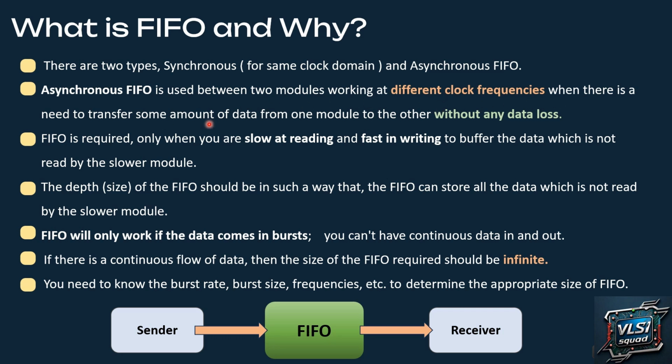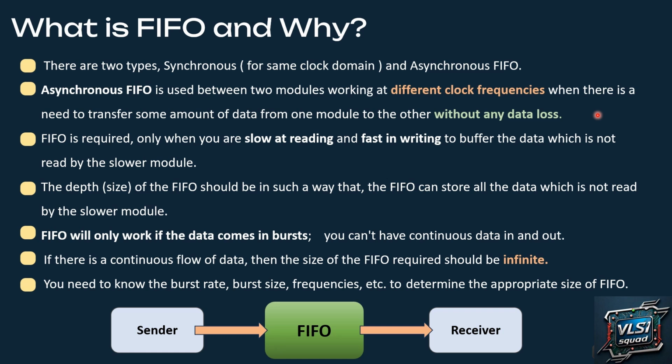When there is a need to send data from one domain to another domain without any data loss, this is the important part. So why would there be a data loss? When we send data from one domain to another domain, there are high chances that data may be lost when they are working on different clocks. When the sender sends the data, we don't know when the receiver is going to receive it, because their clocks are not in phase or not the same. So we cannot predict when the receiver will receive the data that is sent by the sender, and there may be data loss. For this purpose we use FIFO.